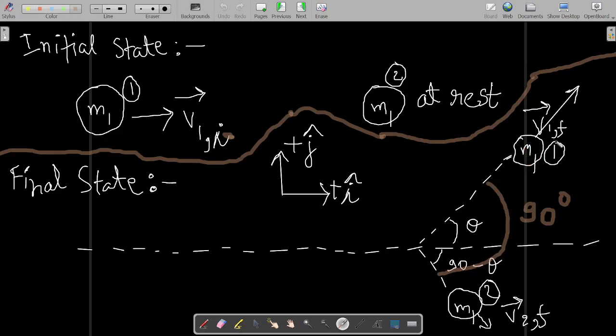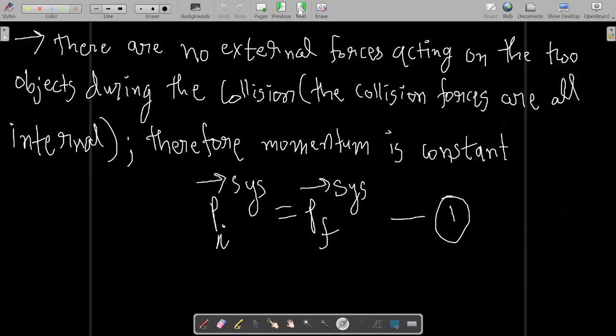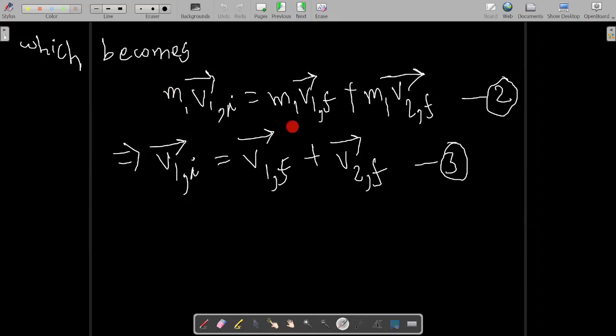Mass multiplied by velocity is equal to momentum. So m1 multiplied by vector v1,f will be the final momentum of object 1. And for object number 2, the final momentum will be m1 multiplied by v2,f. This is very clear from here. So this becomes like this.